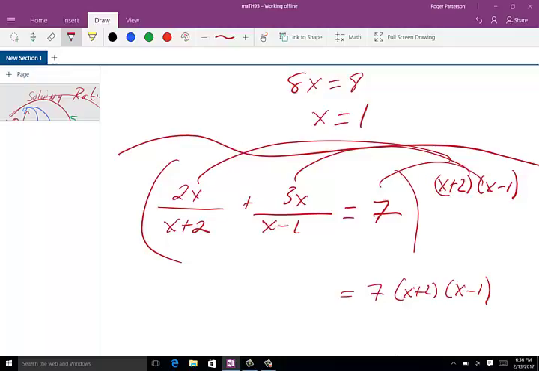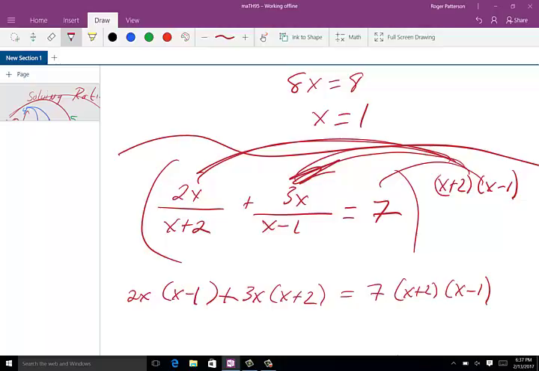Okay. What about here for this one? What are we going to end up with there? I know I'm going to have a 3x. So it'd be x plus 2 there. Good. And then we're going to go all the way over to here. I know I'm going to have a 2x, but what am I going to have left there? X minus 1. Nice job. So that's what we're going to have.